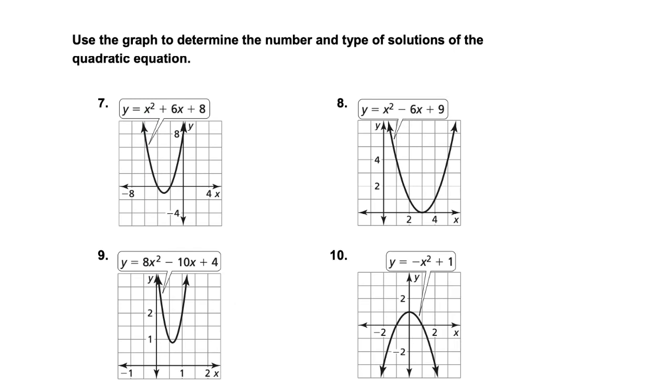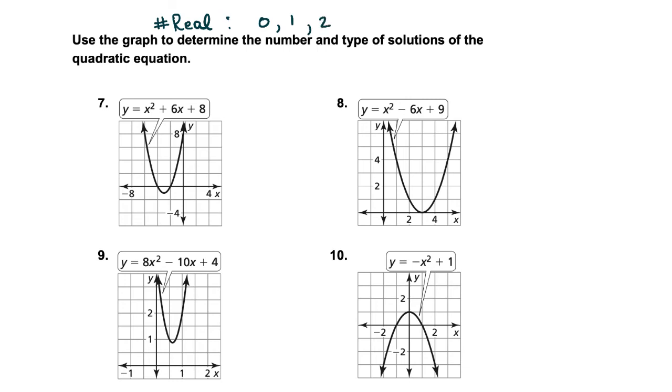Let's see here. Use the graph to determine the number and type of solutions of the quadratic equation. So let's look at each problem here. We got to figure out the number and type. So by number, our choices are, let's list the number of real solutions. Number of reals could be none, could be 1, or it could be 2.